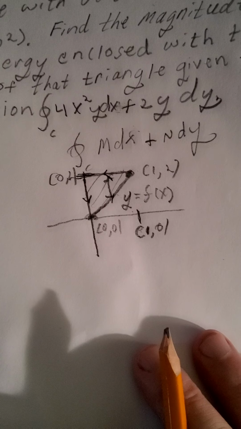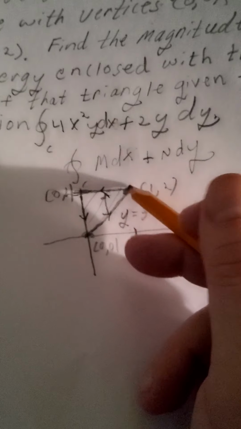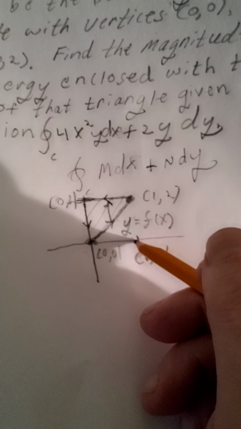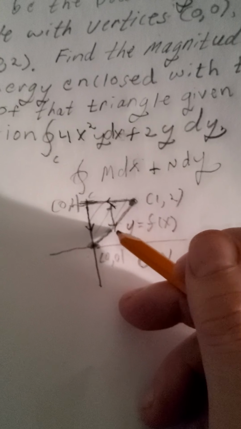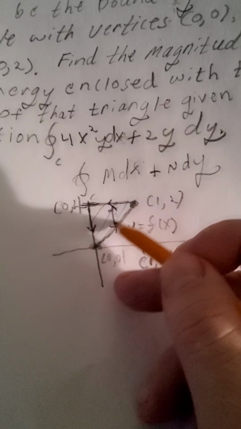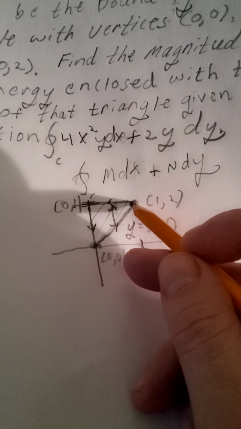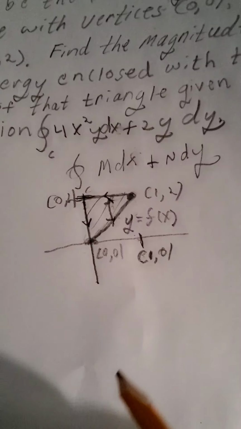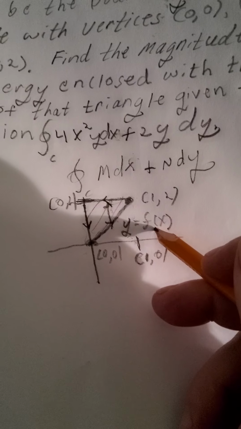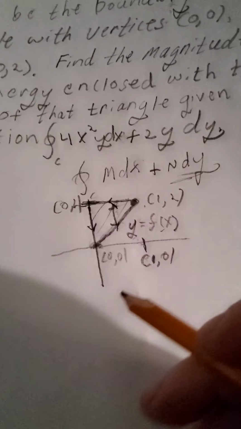Okay? So in this integral, first I'm going to go this way along the x-axis, because I'm bounded at x there, and then I'm going to go this way, and then I'm going to go this way. Okay, now the first thing we need to do is express y as a function of x, but how am I going to do that? How am I going to get this dy?